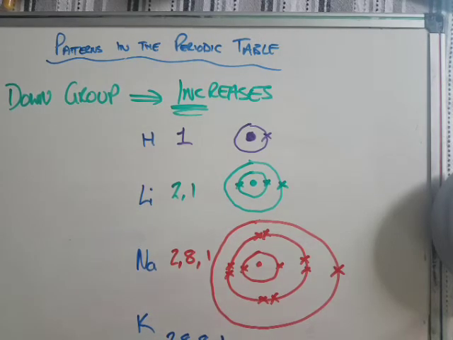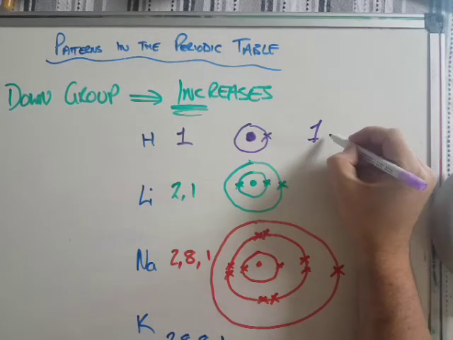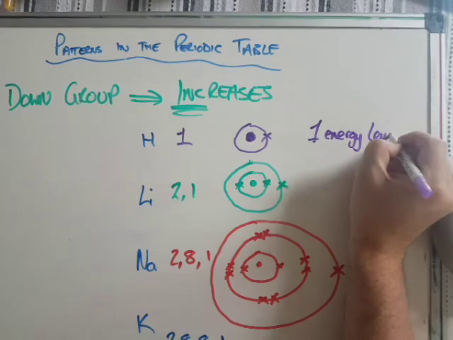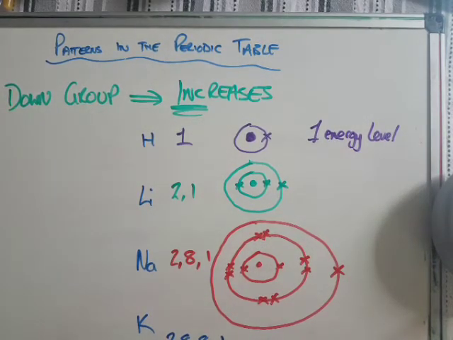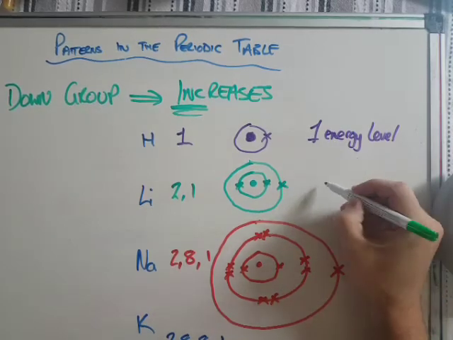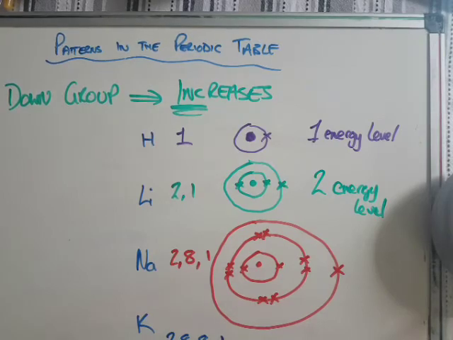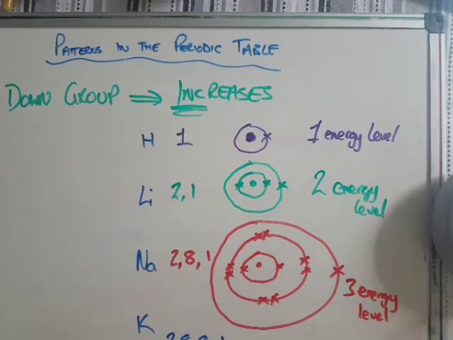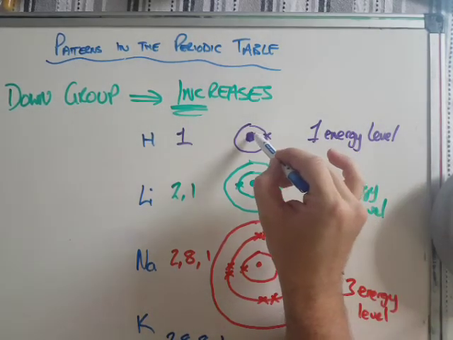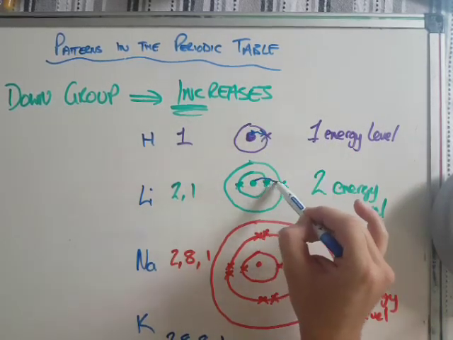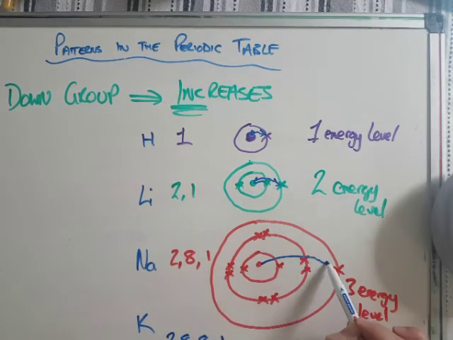But what we can see is, as we go down a group in the periodic table, we've got one energy level or one orbital. We've then got 2 energy levels. So lithium, we're into the second one. And then sodium, 3 energy levels. Now what that means is, the electrons are just getting further away. Right, so that outer electron there is getting further away every time we add an extra energy level on.